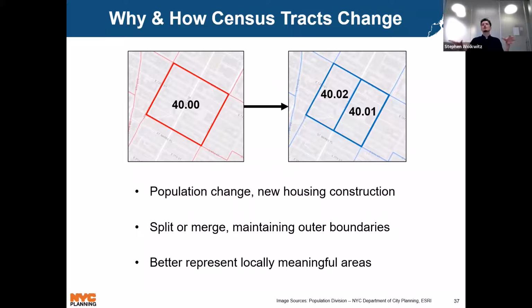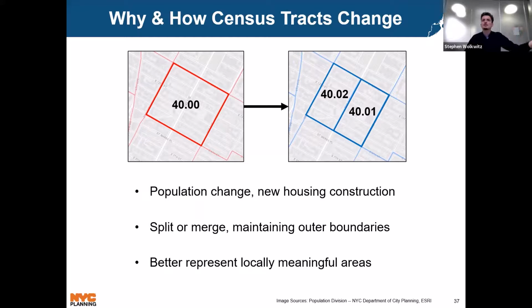If you wanted to go back in time to compare to previous censuses, you would have to just add 40.01 and 40.02 together. Similarly, if the census tracts were to merge, you could do the reverse process: go back in time, merge the 2010 census tracts together to take it forward and compare to the future. Now, census tracts also can be split for non-population reasons as long as they are viable population-wise.